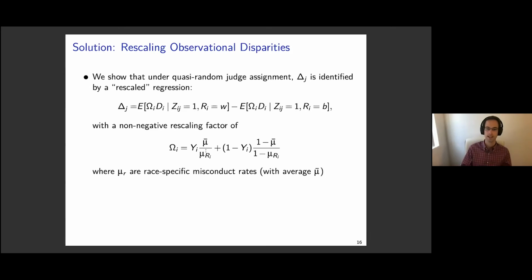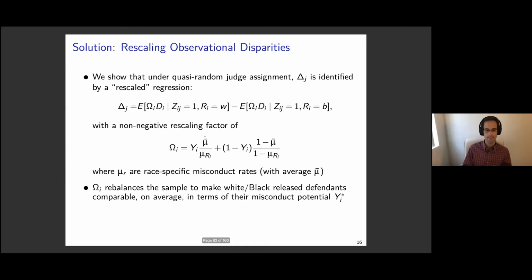Those two parameters are the average misconduct rates for each type of defendant. That's mu R_I here. Once we estimate that, we can estimate mu bar, which is average misconduct in the entire population. This is Y_I, not Y_I star, so this is observed. Again, intuitively what's going on is that we're going to be rebalancing the sample to make white and black released defendants comparable on average in terms of their misconduct potential.